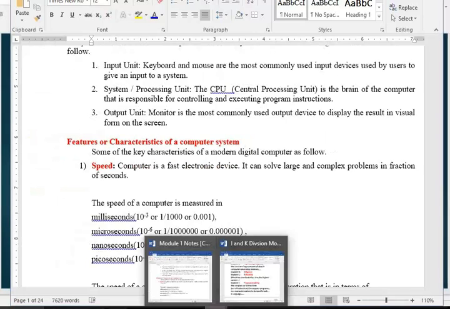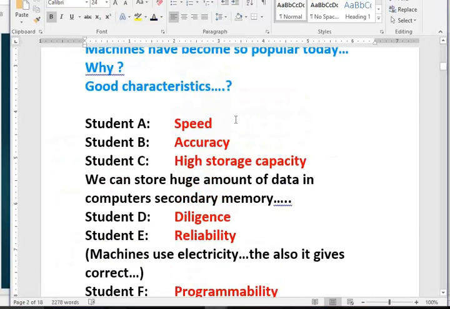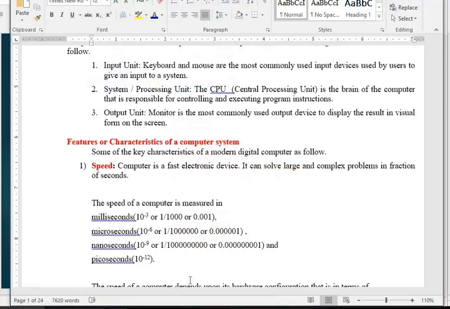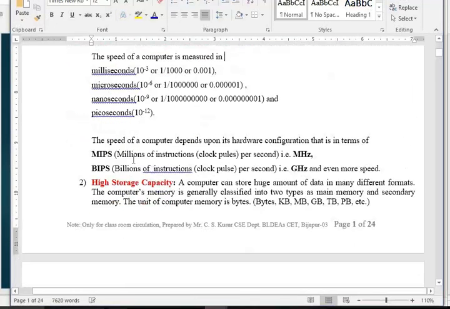A student told me that a machine works with high speed. Your answer is right. But how much speed? That is the question for you. Sir, machines have the capability to execute millions of instructions per second, MIPS. That is what the speed is measured in, megahertz. Another student says machines can execute more than millions, that is billions of instructions, BIPS. Very clever. That is gigahertz, and even more. Supercomputers and mainframe computers have more speed than these.